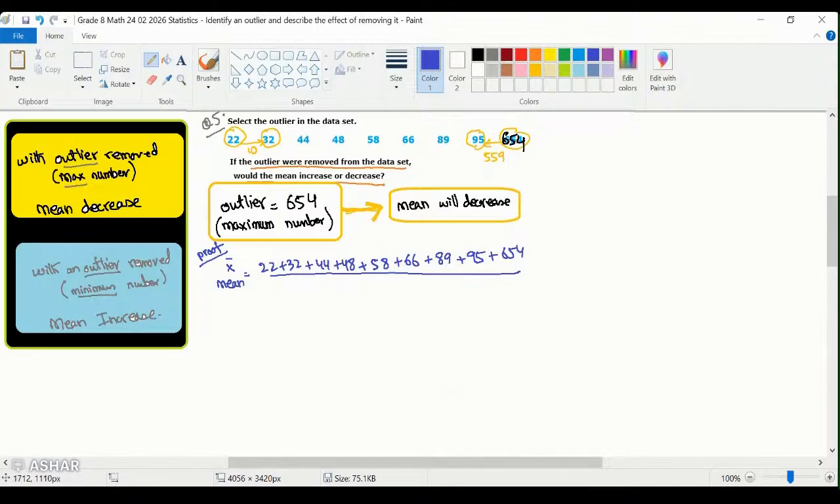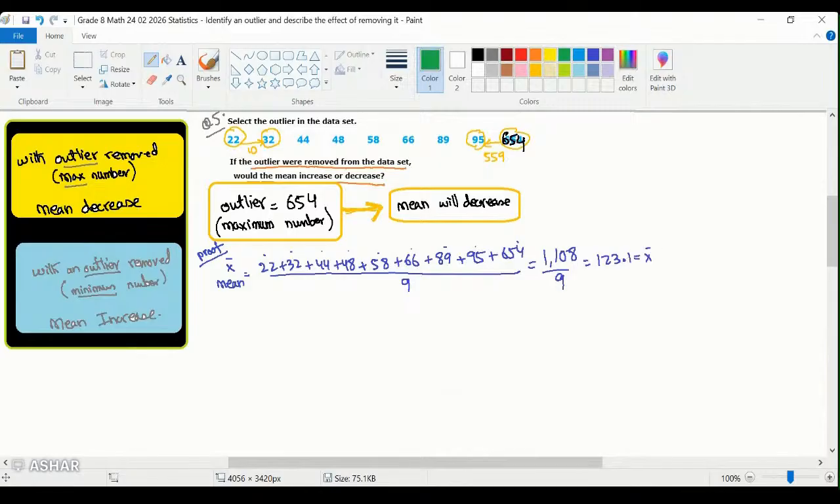How many values were there? 1, 2, 3, 4, 5, 6, 7, 8, 9 values. Let's add these 9 numbers together. 22, 32, 44, 48, 58, 66, 89, 95, and 654. The total comes out to be 1108 divided by 9, and the mean comes out to be 123.1 is the mean.